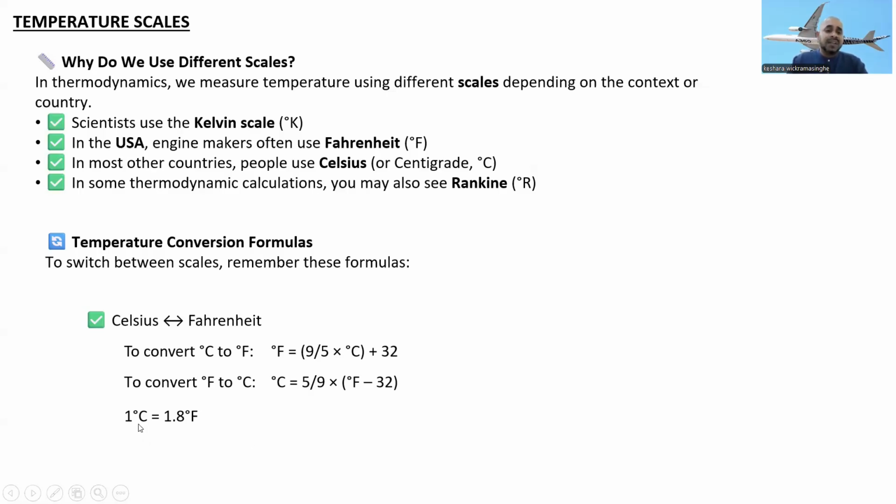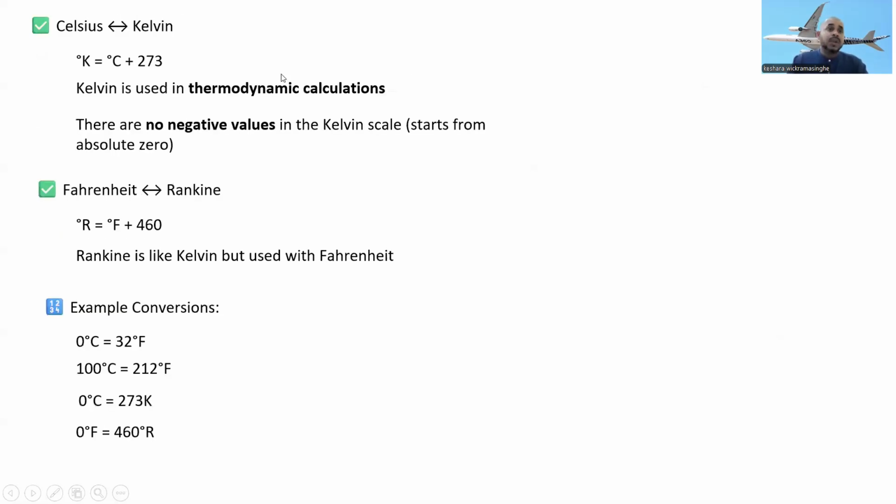Normally you have to know that 1 Celsius equals 1.8 Fahrenheit. Now let's see Celsius to Kelvin and Kelvin to Celsius. Kelvin equals Celsius plus 273. The opposite: Celsius equals Kelvin minus 273.